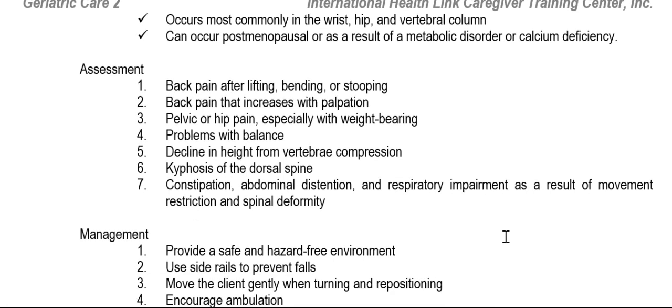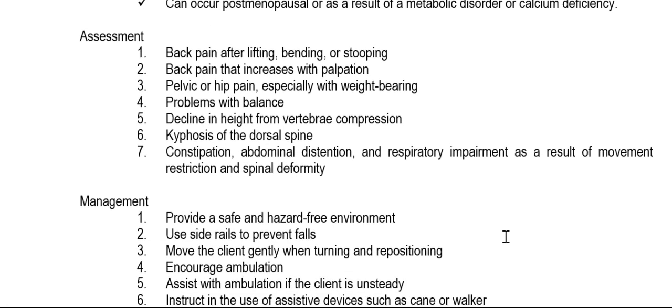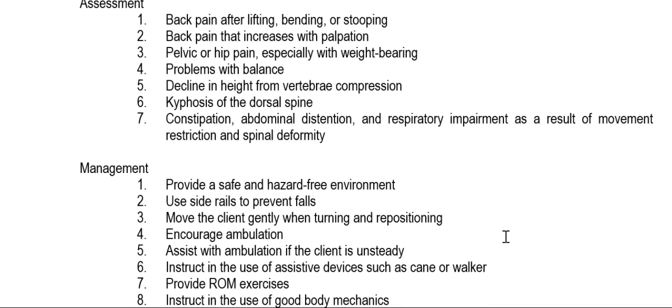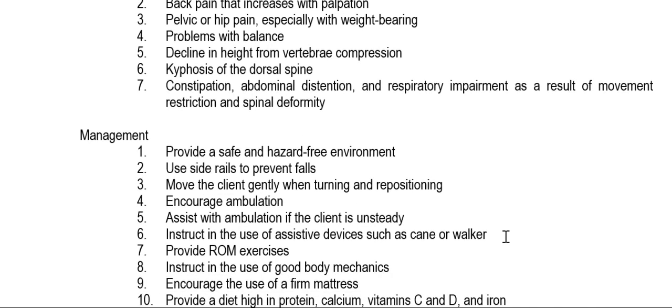Management, because there is no movement. Provide a safe and hazard-free environment and use side rails to prevent falls. Move the client gently when turning and repositioning. Remember, the bones are easily brittle. Encourage ambulation, yes, but with assistance. Assist with ambulation if the client is unsteady. Instruct in the use of assistive devices such as cane and walker. Provide range of motion exercises.